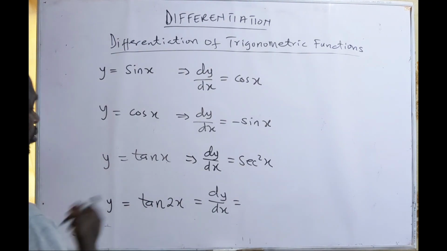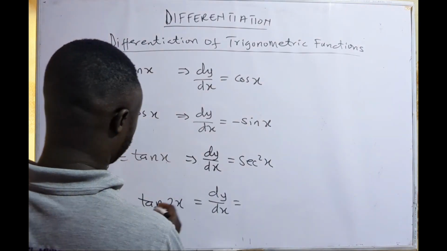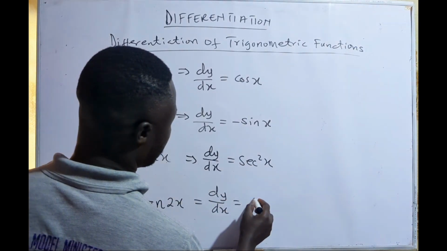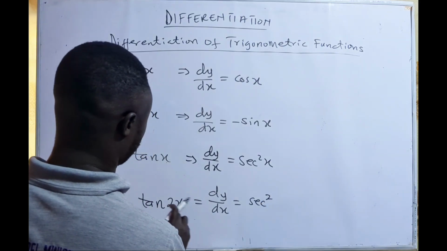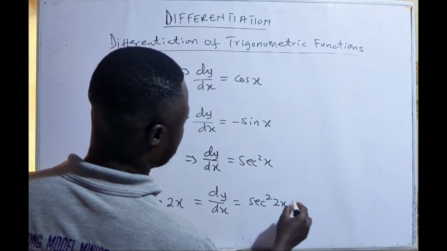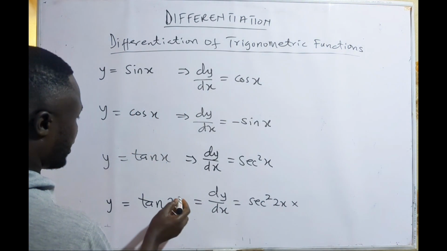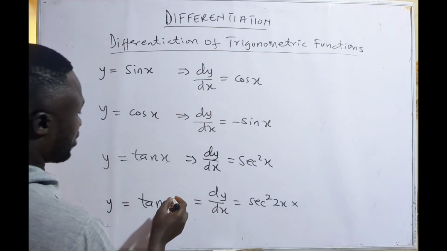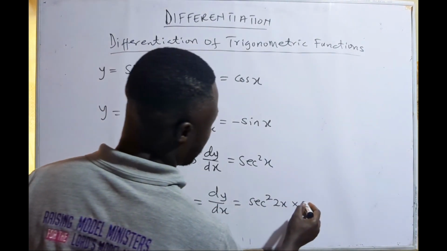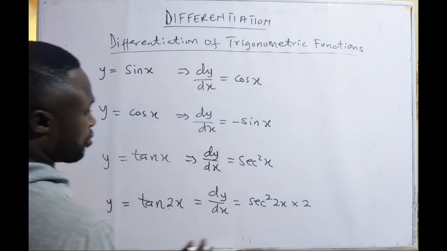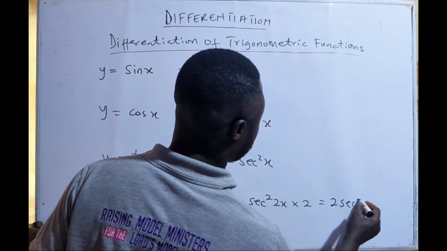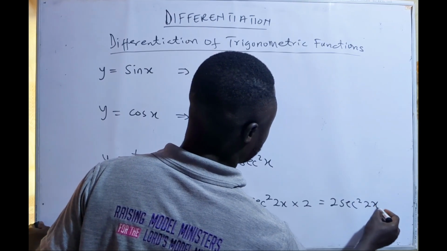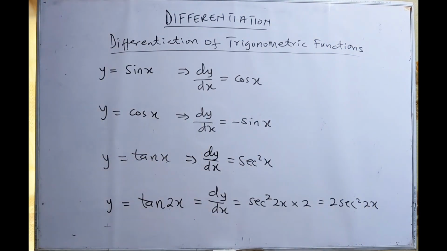So that will give me what? Differentiation of tan x in the first place is sec square x. So sec square here is 2x. Then I'll multiply by the differentiation of 2x. If I differentiate 2x, what will I get? I'll get 2. So my differentiation becomes 2 sec square 2x.